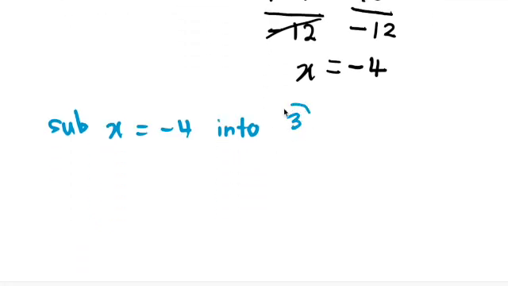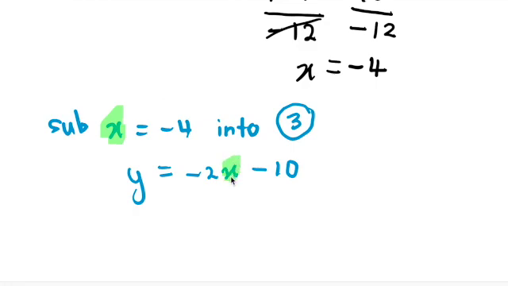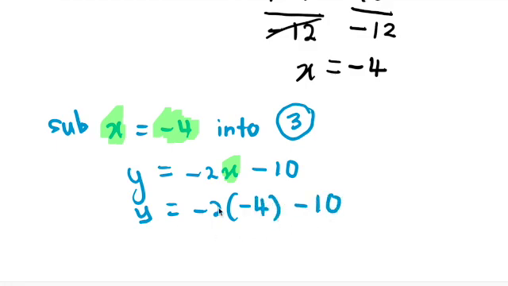So, write down equation 3 first. y equals to negative 2x minus 10. What do we want to substitute now? Is the value of x. It is, now is negative 4. So, y equals to negative 2 times negative 4 minus 10. The value that we substitute must put bracket. So, negative 2 times negative 4 is positive 8 minus 10. So, 8 minus 10 is negative 2.